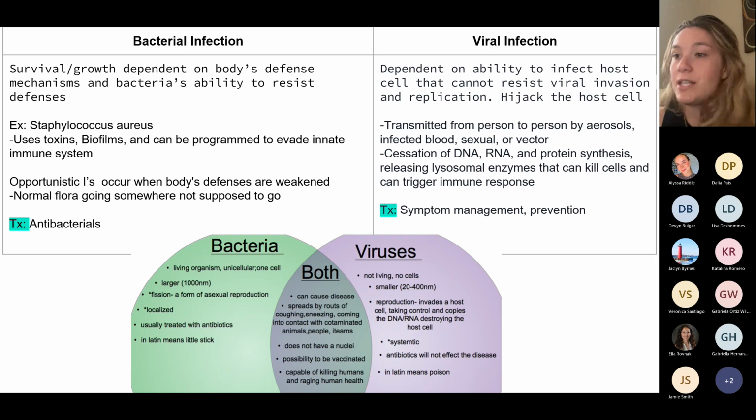Our viral infections, viruses aren't alive per se. They actually require the host cell's machinery. So they hijack our host cell machinery. Unfortunately, not a lot of treatment for viral infections. That's why symptom management is key, but also prevention with certain types of vaccines.